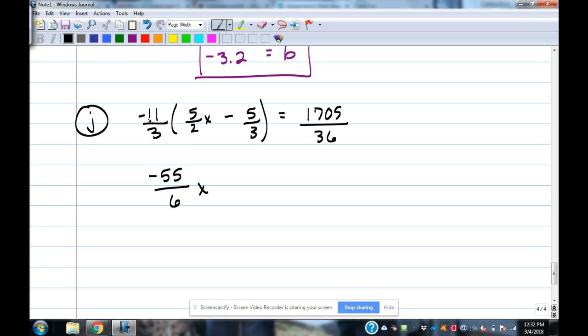And then we have a negative 11 over 3 times a negative 5 over 3. So that's going to turn to a positive 55 over 9. The other side has not changed. Okay, so that's just after the distributive property. That's what we've got. What's the next step?